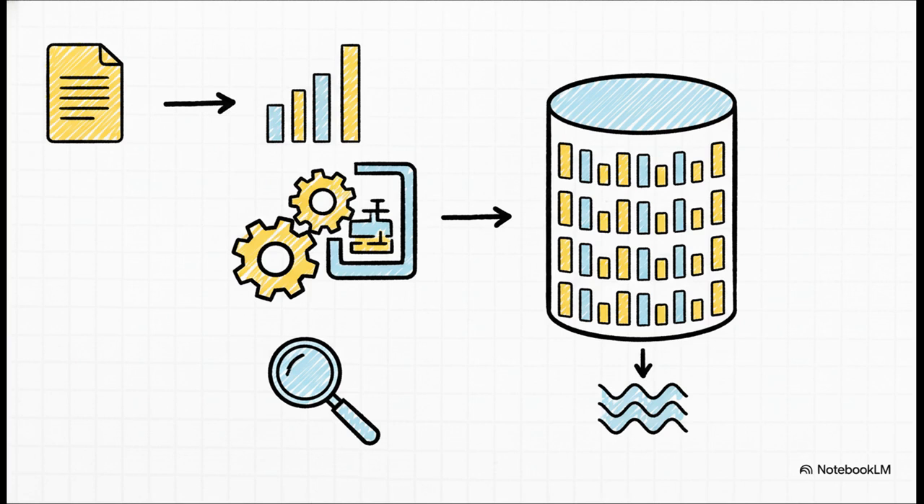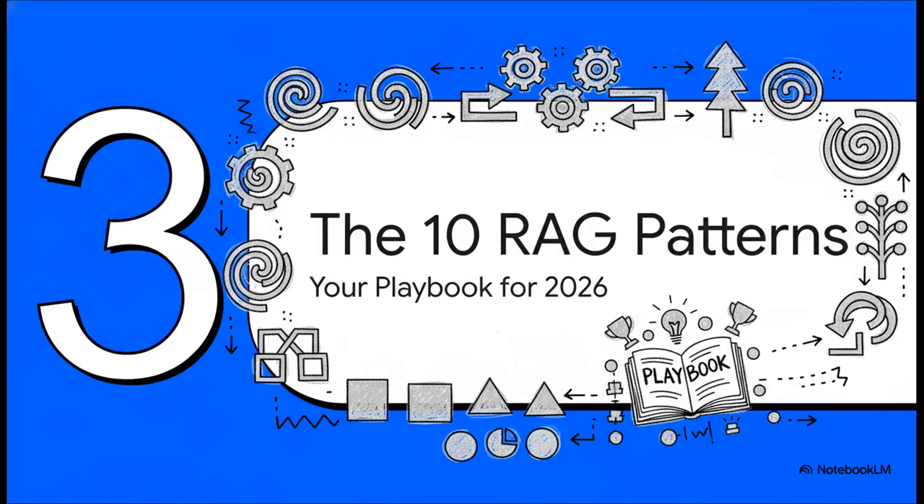And we're not just talking basic search here. Modern systems use hybrid search, which combines that semantic, meaning-based search with good old-fashioned keyword matching to get the best of both worlds. And now for the best part, the playbook.